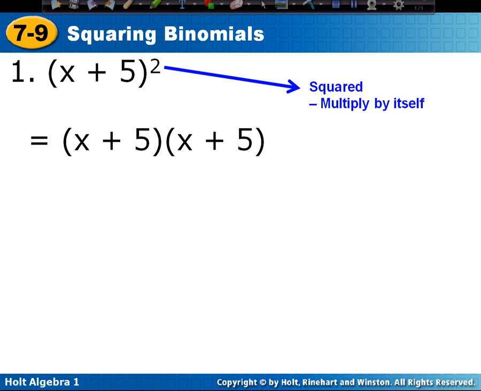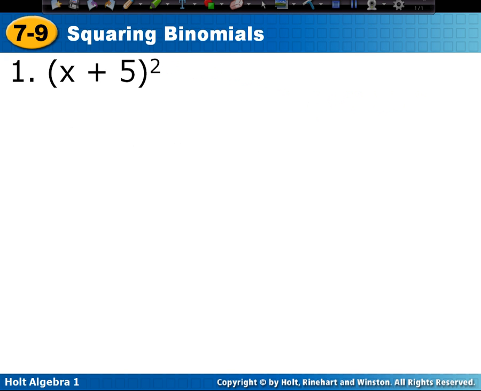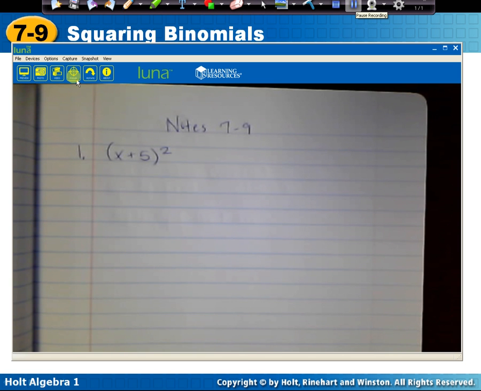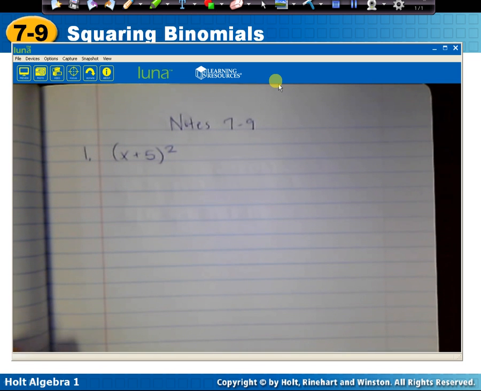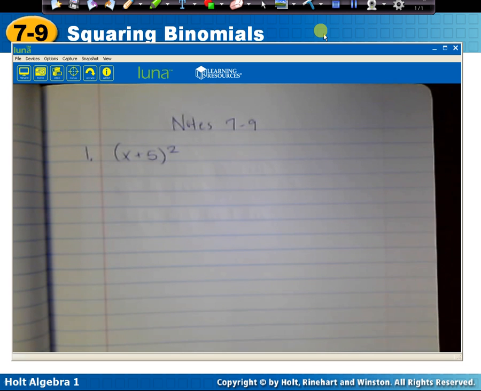All right, go ahead and write down number 1. Ms. Fielding's going to show you this one on paper. Number 1, again, is x plus 5 squared. This is a whole lot like the things that we've been doing so far, but we're going to add an extra step here because, again, the name of the lesson is squaring binomials.